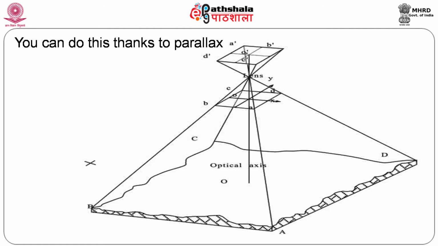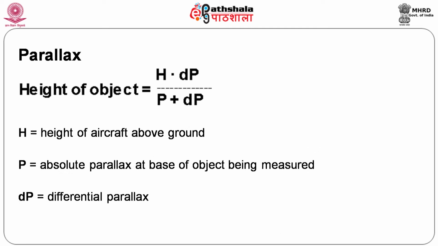You see here, very important, how you get the third dimension, how do you get the height of the object. So, we use what is called the parallax. Parallax is the most important concept for getting the height of the object. It is done as h minus dp, p plus dp, where h is the height above the ground, the aircraft height, p is the absolute parallax of the object, and dp is the differential parallax.